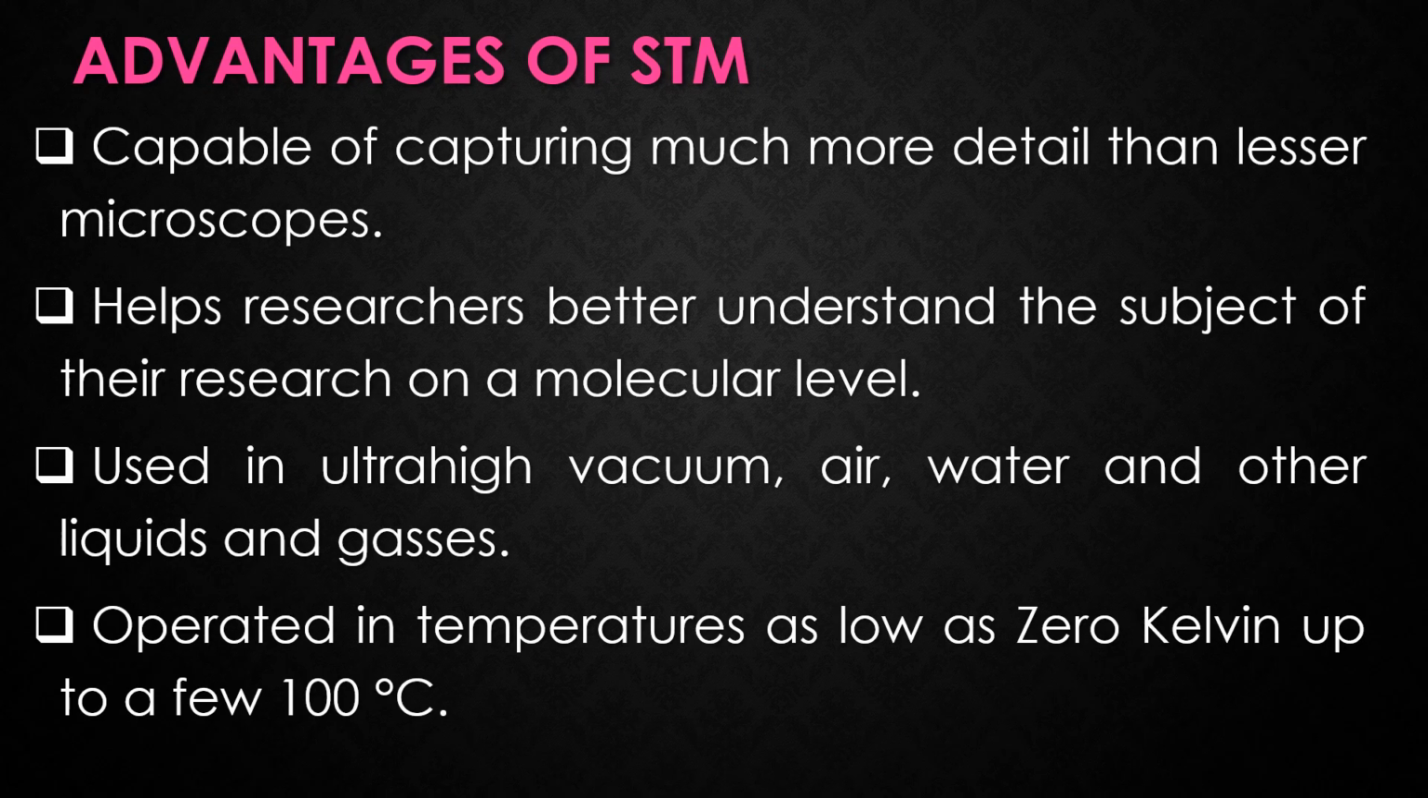The next is advantages of the scanning tunneling microscope. The scanning tunneling microscope is capable of capturing much more detail than normal laser microscopes. It also helps researchers to better understand the subject of their research on a molecular level. These scanning tunneling microscopes are also versatile. They can be used in ultra high vacuum, air, water and other liquids and gases. And this STM can be operated at temperatures as low as 0 Kelvin up to a few 100 °C.